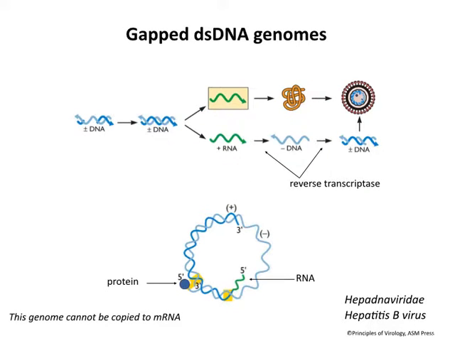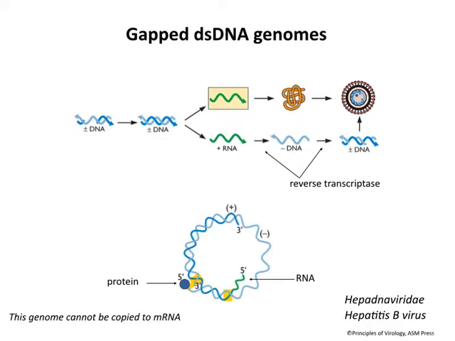The gapped double-stranded DNA genomes are found in the hepadnaviruses, or hepatitis B virus. In the virus particle is a double-stranded DNA genome with gaps. It also has a number of other weird modifications. So here's the genome expanded at the bottom here. You can see a very large gap here. That's the minus strand in light blue. The plus strand is in darker blue, so there's a big gap.